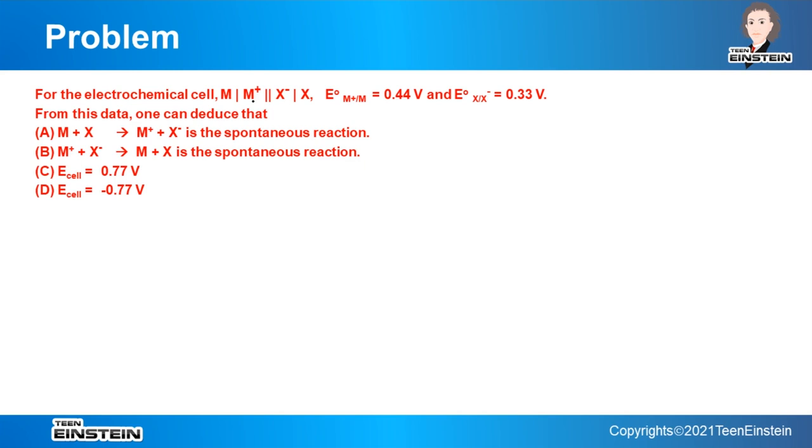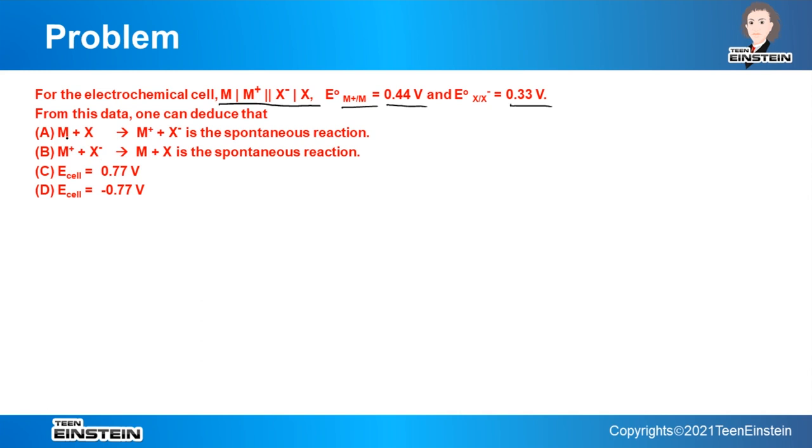Here a cell representation is given. On one side we have the M system, on the other the X system. So E naught for the M system is minus, sorry, 0.44 volt, and for the X system it is 0.33 volt. From this data we have to predict which option will be correct. This is also a single choice correct answer.